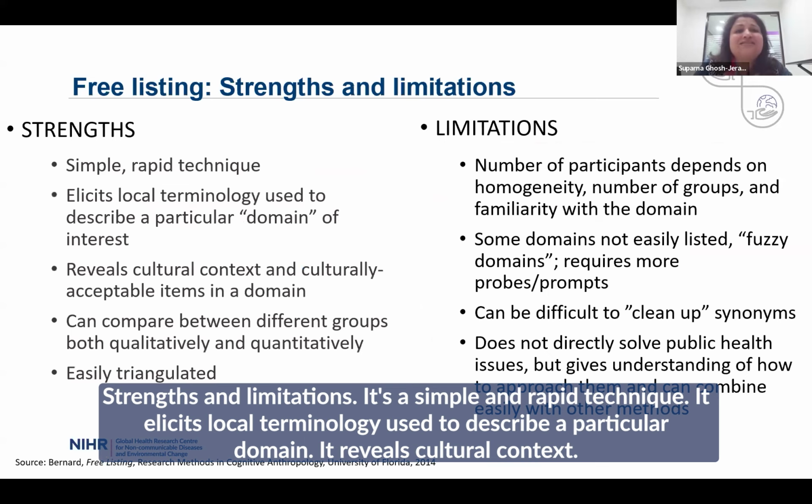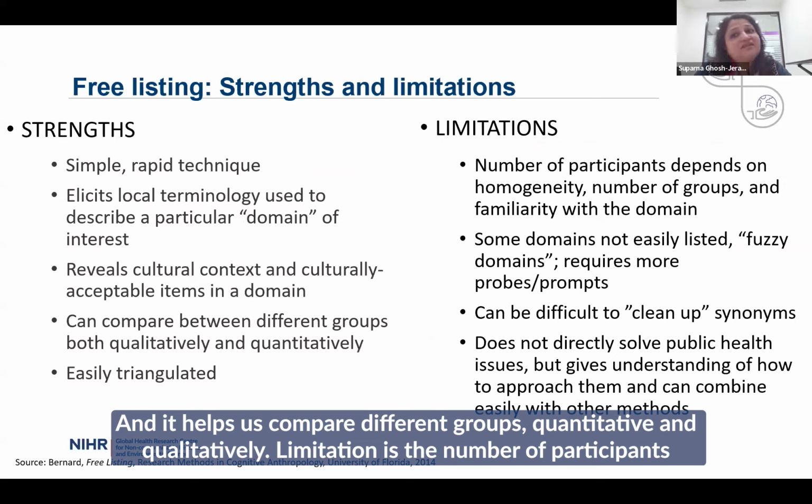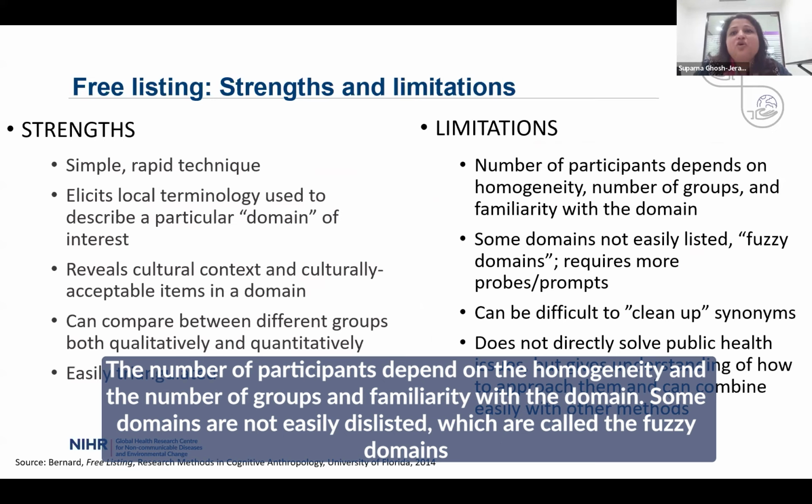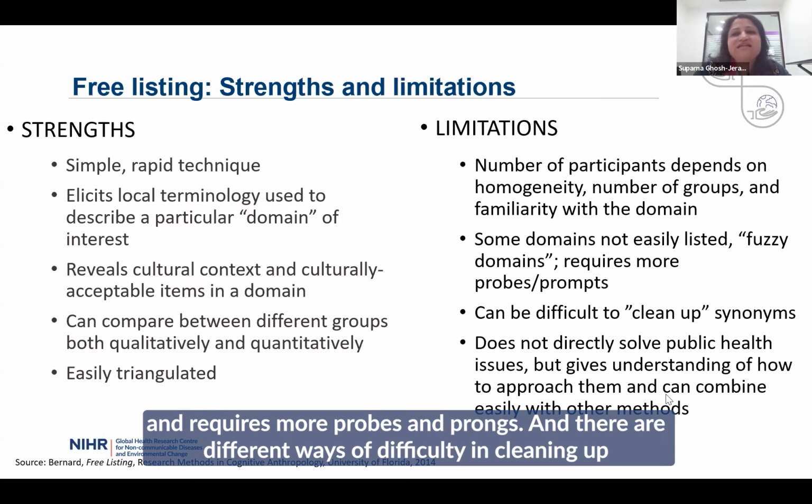Strengths and limitations. It's a simple and rapid technique. It elicits local terminology used to describe a particular domain. It reveals cultural context, and it helps us compare different groups, quantitatively and qualitatively. Limitation is the number of participants. The number of participants depends on the homogeneity, the number of groups, and familiarity with the domain. Some domains are not easily listed, which are called fuzzy domains, and require more probes and prompts. And there is difficulty in cleaning up the synonyms and things like that.